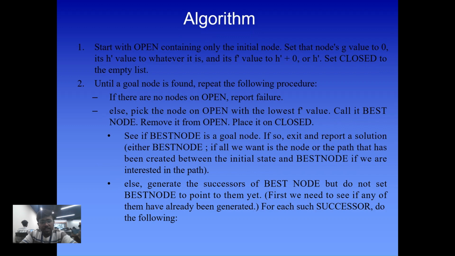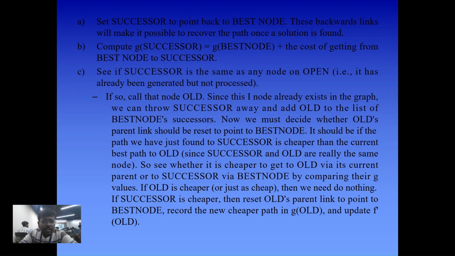First, we need to see if any of them have already been generated. For each such successor, do the following. First, we have to set successor to point back to best node. These backward links will make it possible to recover the path once the solution is found. Then we have to compute g of successor, which is equal to g of best node plus the cost of getting from best node to the successor, where f of n is equal to g of n plus h of n.